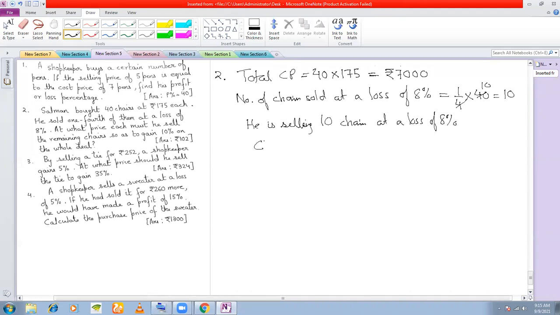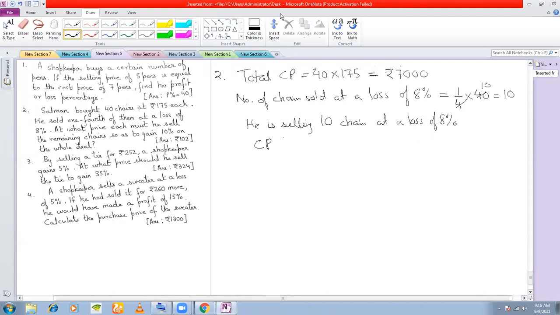So what is the cost price of 10 chairs? Or let's say selling price of 10 chairs. What is the selling price of 10 chairs? We don't know the cost price of 10 chairs, right? So let's first find out the cost price of 10 chairs. Then we can find out the selling price.